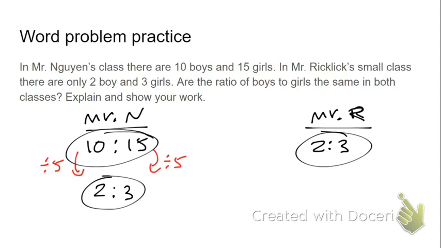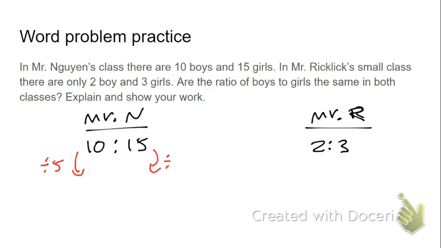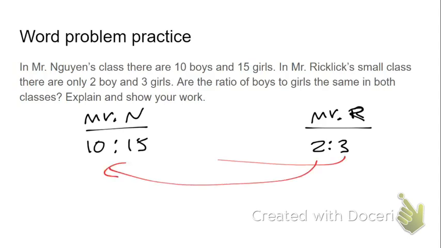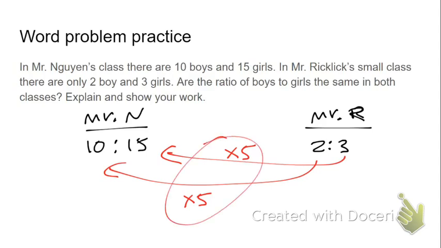That's one method. I'm going to quickly go over the other method. Think about over here. Remember, the other way is, can you go from here to here by multiplying by the same number? 2, how do I go from 2 to 10? I can multiply by 5, right? How do I go from 3 to 15? I can also multiply by 5. So you see how we multiply both numbers by the same number to get the other ratio.